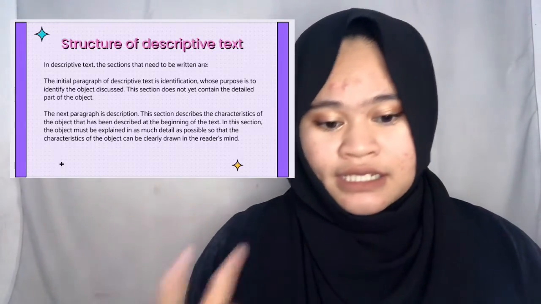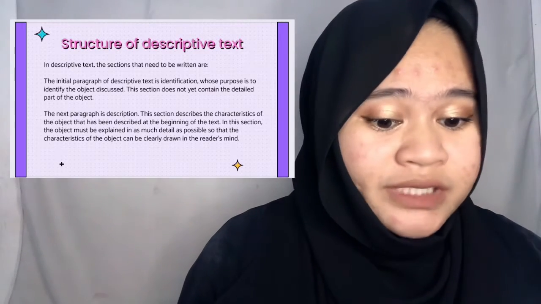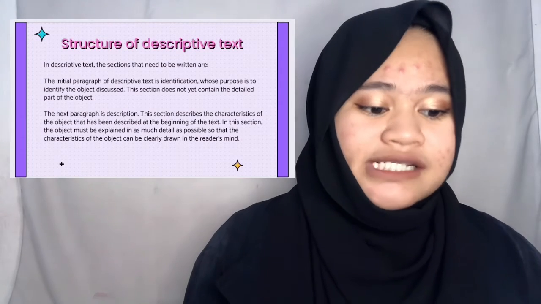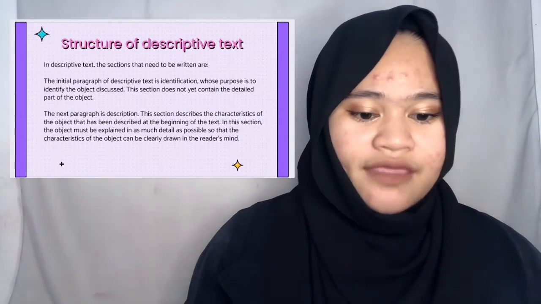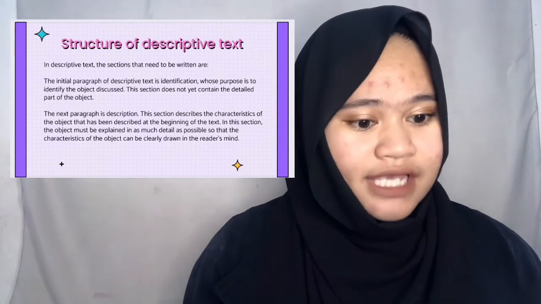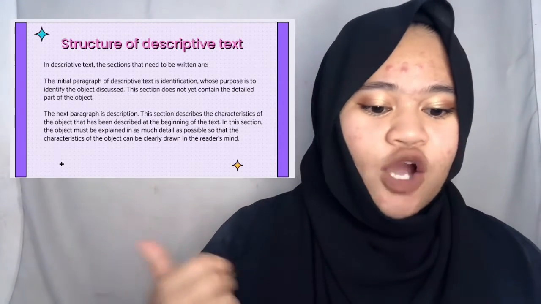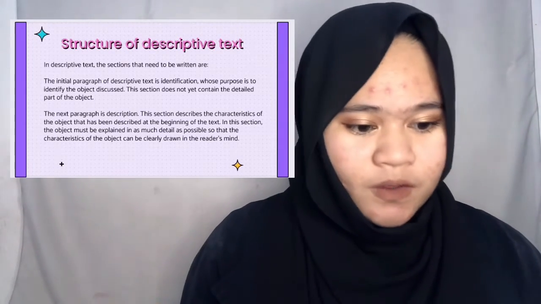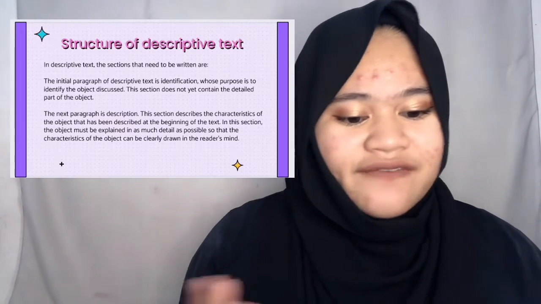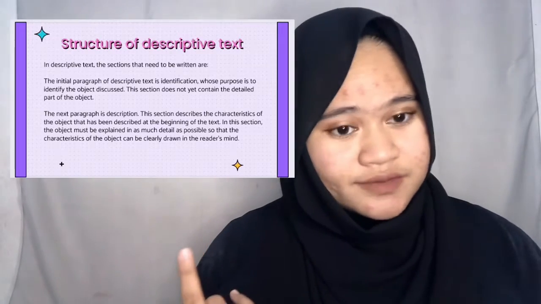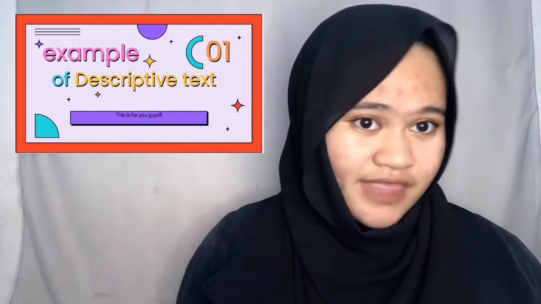And the second, the next paragraph, is description. This section describes the characteristics of the object that has been introduced at the beginning of the text. In this section, the object must be explained in as much detail as possible, so that the characteristics of the object can be clearly drawn in the reader's mind. Here I have two examples of descriptive text.